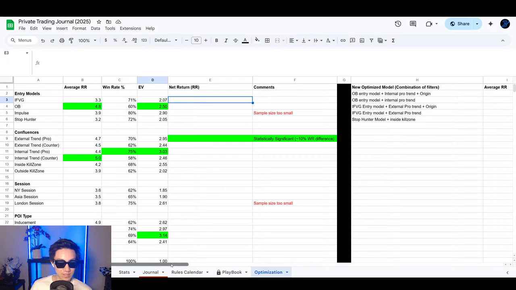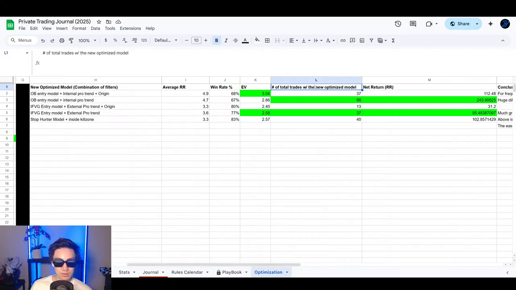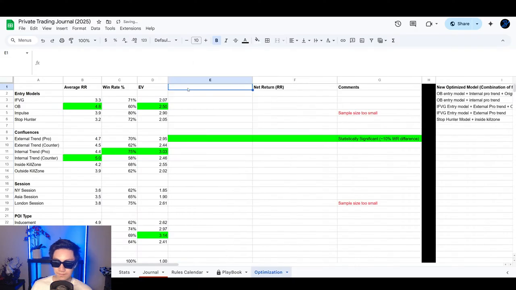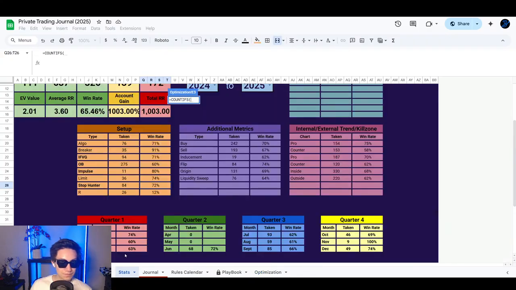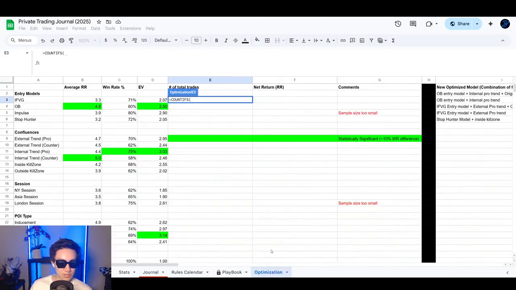One more thing, you can't really do this yet. We have to do this. Number of total trades, and then we get the net return. So for this, it will be COUNTIFS, and then we just do IFGs. That's column G.